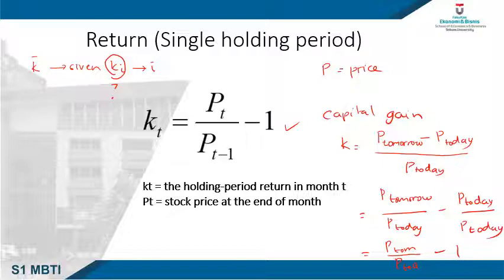Okay, so we call that capital gain, or the holding period return in month. The term for this statement is capital gain. Alright, so you can calculate that with T as the day, or T as second, or T as minute, or T as month, or T as year, whatever you like to calculate. T is the period.